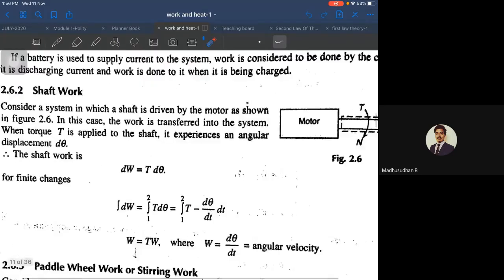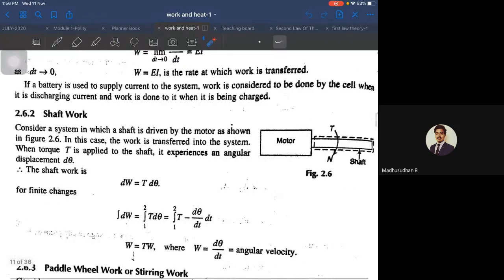The next work, which is very important, is known as shaft work. Almost in all cases, it comes to use in compressors, in engines, and various other devices where rotational motion is involved. Such a system will always have a torque T, the force acting, and theta is the angle rotated. The product of these two will give you the work. Integrated, you will get the expression W equals T into omega.